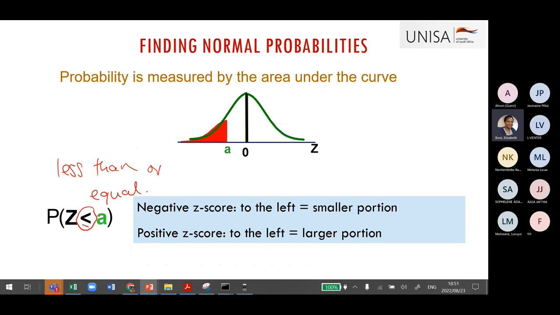So if the sign is less than or equal, and the Z value is negative, then we look for the larger portion. If it's positive, then it means it's on this side, because remember in the middle it's zero. So any value on this side is negative, and any value on this side is positive. So if it's positive, like the 1.5, the shading will be from all this. That is why the probability will be bigger than the rest of the other side. So that's how you find the probabilities.